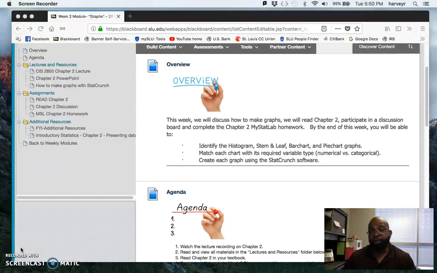You're going to be introduced to the first of many graphs that we're going to be covering in this class. There are basically four that I want you to focus on: the histogram, stem and leaf plot, the bar chart, and the pie chart. But each week we'll be adding to that list of graphs that you'll learn how to do.